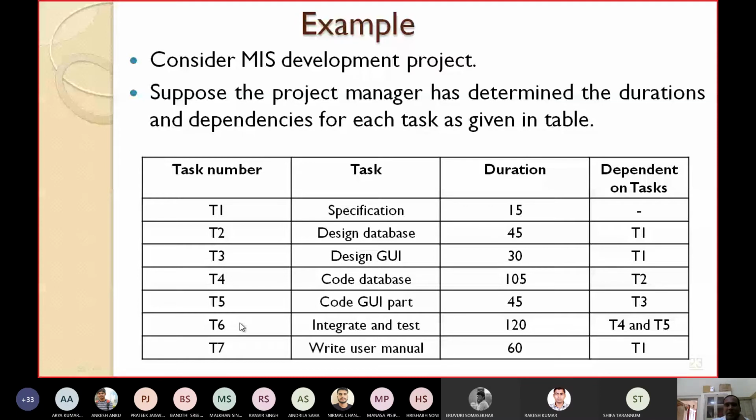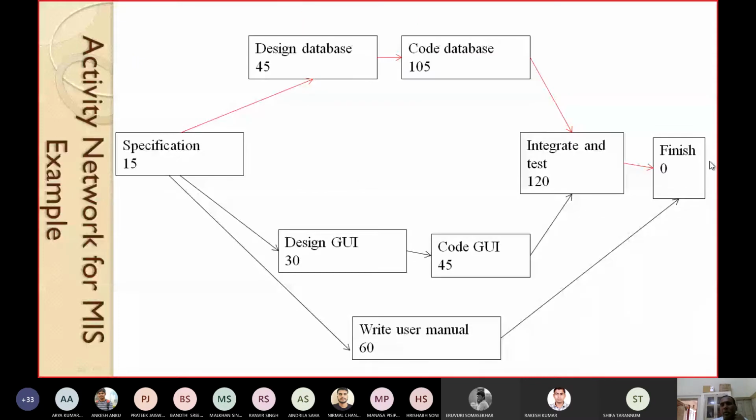And what is remaining? Everything is over. So at the end, we should put one node for finish. That's why I have put one node for finish, and it does not take any duration, it is 0. All the final arrows should point to the finish node. So from integrate and test, it will come to finish. Write user manual can come to finish.